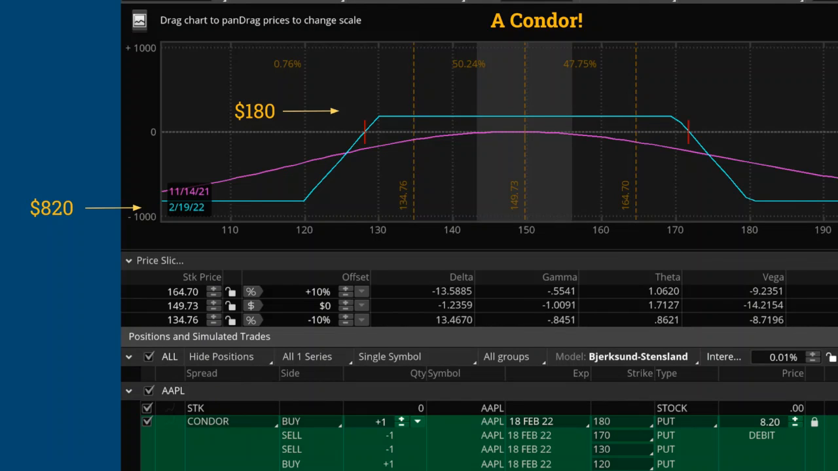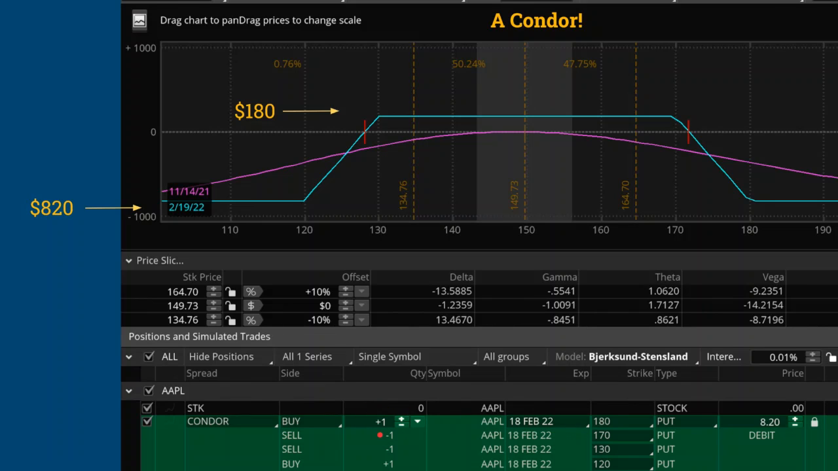This one is called a condor. Now condors are a four-legged spread, and you can see down here what I've done is I created, and if you just look at the top, what we did was we bought one at 180 and we sold one at 170. And we use puts to do this one.